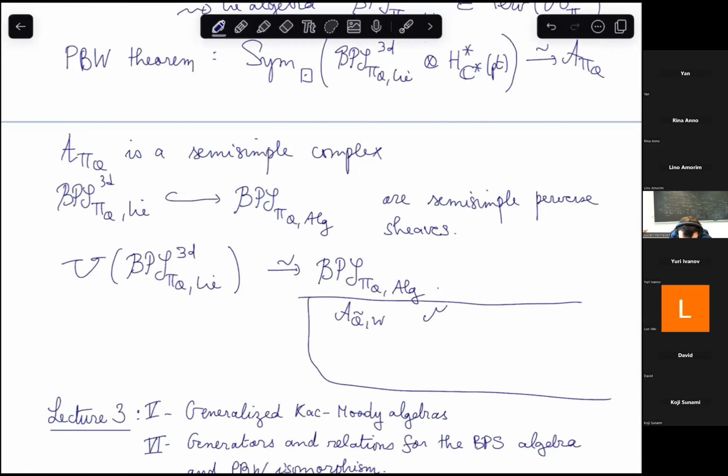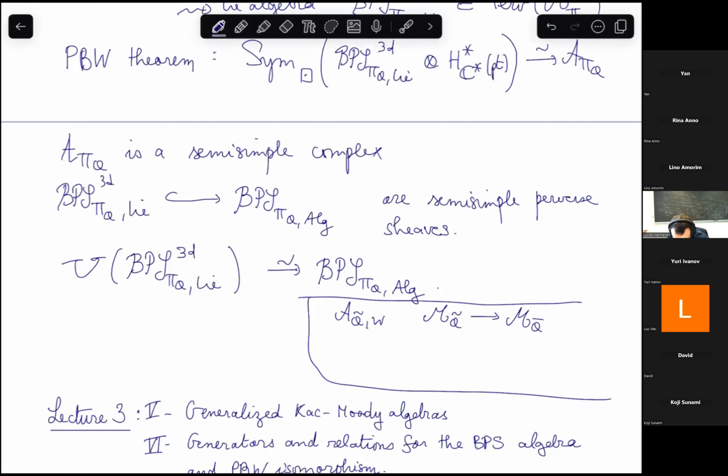And this is a three-dimensional object, yeah. It's a three-dimensional object, and it lives on the good moduli space for the triple quiver Q tilde. And you can take the dimensional reduction and get a two-dimensional object. It coincides by some theorem with a two-dimensional CoHA.